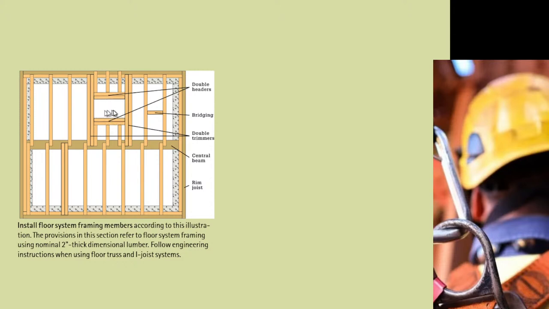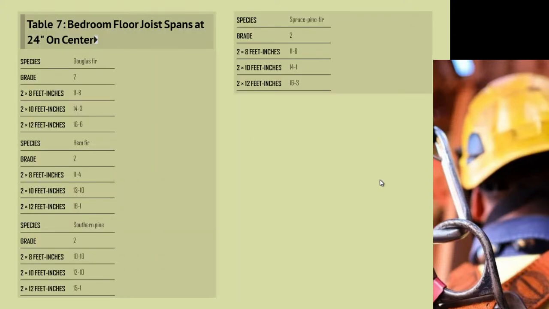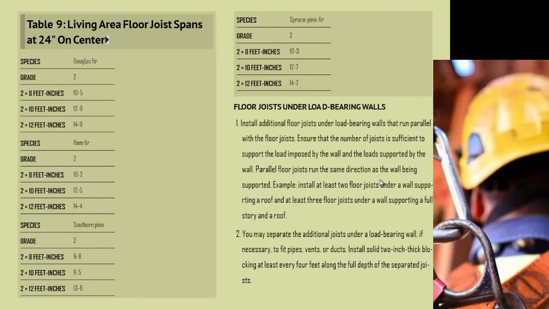This is what we call floor penetration. Maybe this floor penetration is for stairs. This is the space open for connecting the stairs. That's why we have so much support. So these are the support system. Double headers and double trims. And we have rim joist and the common joist. So these are the dimensions.